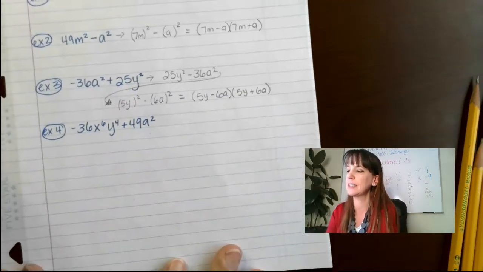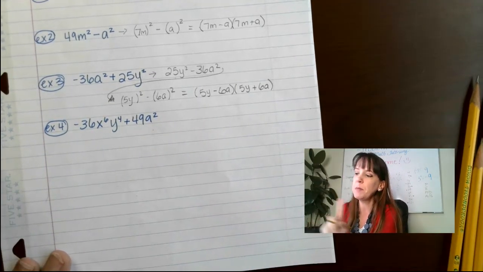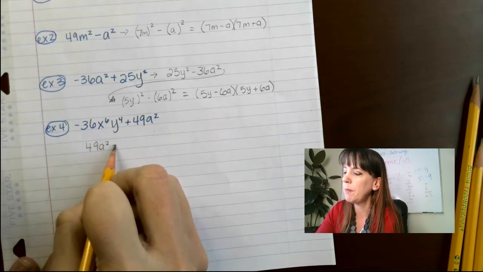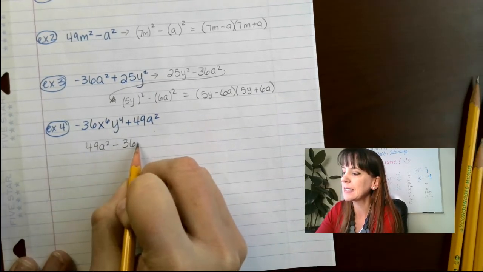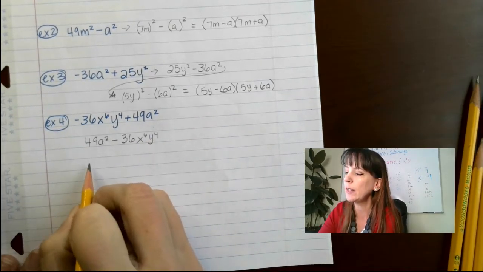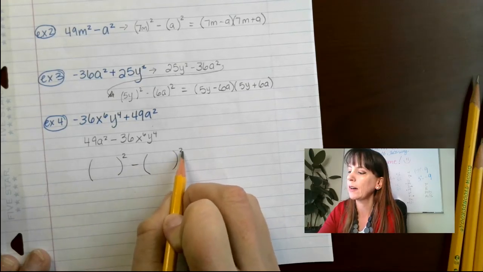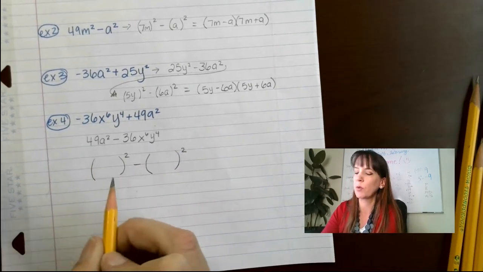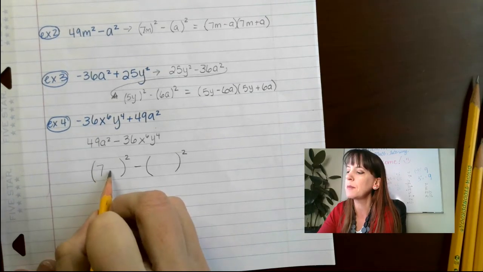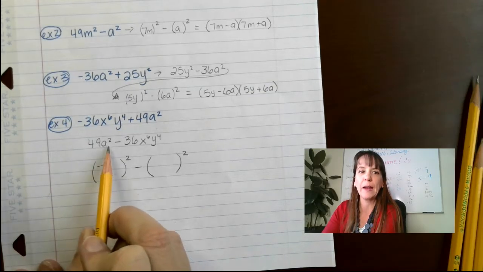Excellent. All right, let's take a look at this next one we have right here. Again, this is not a subtraction problem, but we can turn it into one. We've got 49a squared minus 36x to the 6th y to the 4th. Now this one's going to be a little bit trickier. I'm going to write a little bigger just so you can see it. Something squared minus something squared. We're sort of doing a reverse distribution, right? So we know this is going to be 7a, because that squared would give us 49 and a squared.